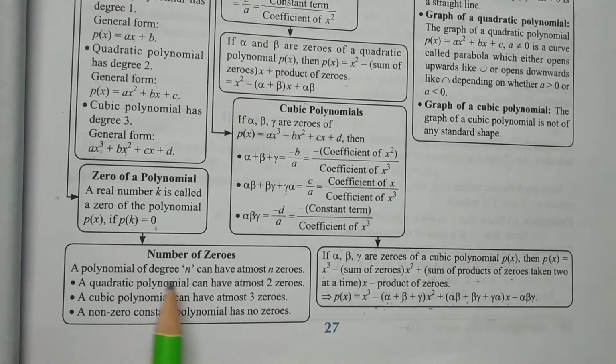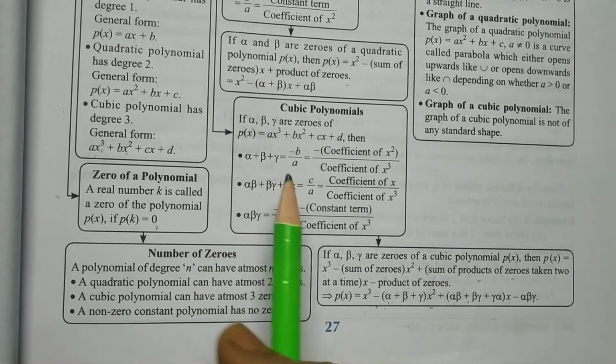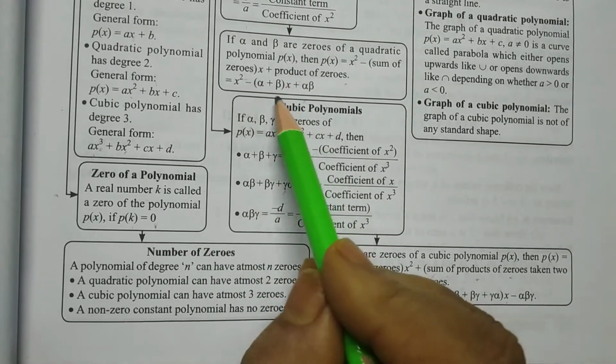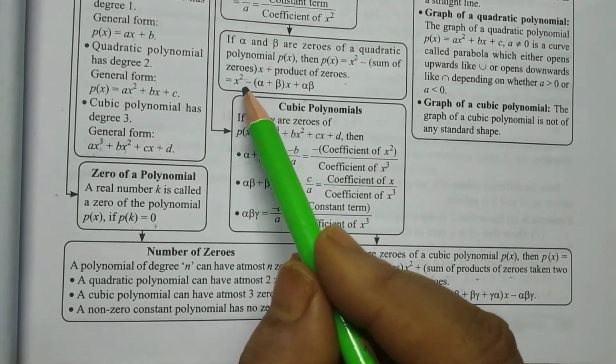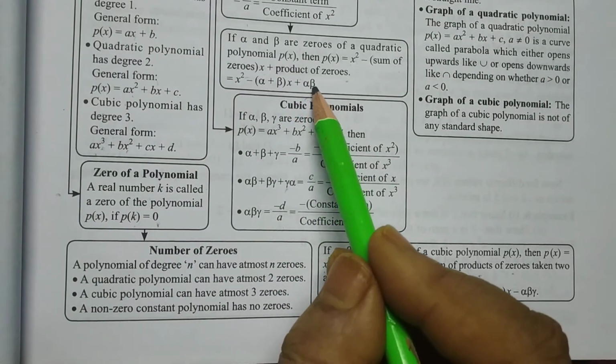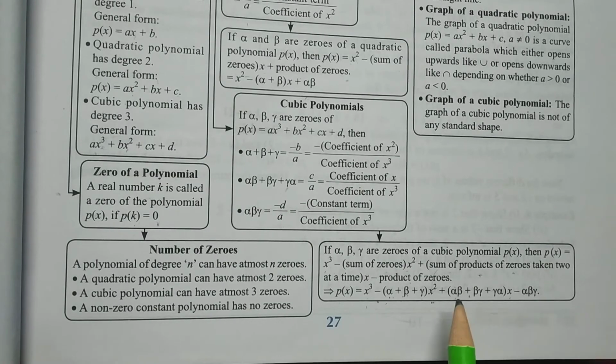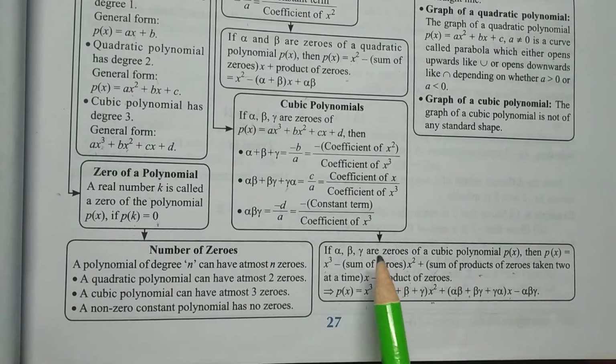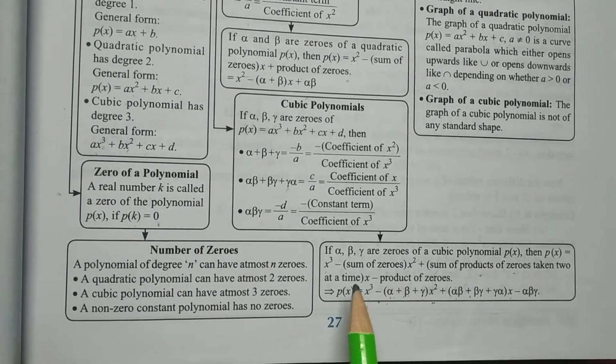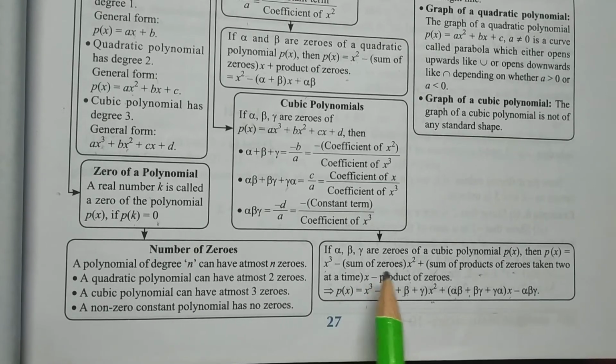Like quadratic polynomial, if we know the sum of zeros and product of zeros, then we can easily write the quadratic polynomial this way. If we know the sum of zeros, sum of product of zeros taken two at a time, and product of zeros, then we can directly write the cubic polynomial.